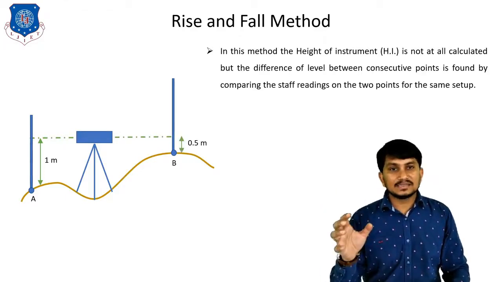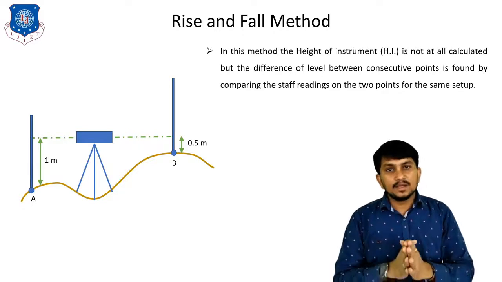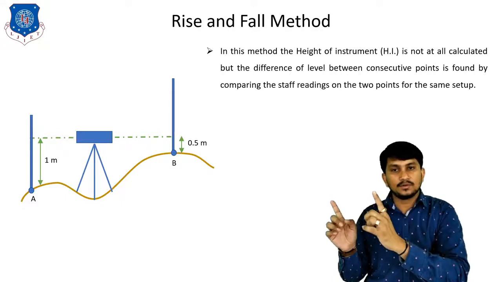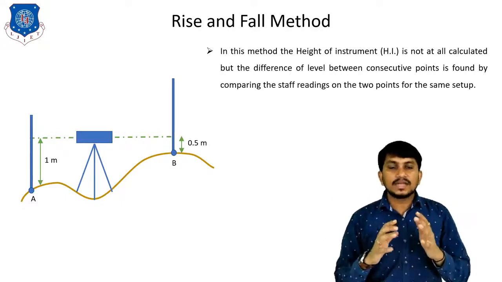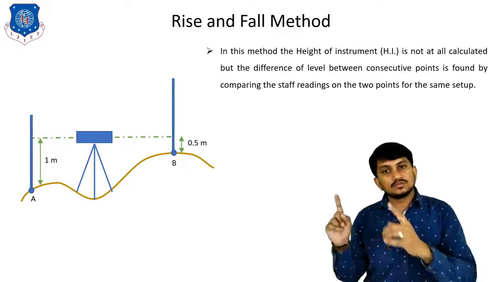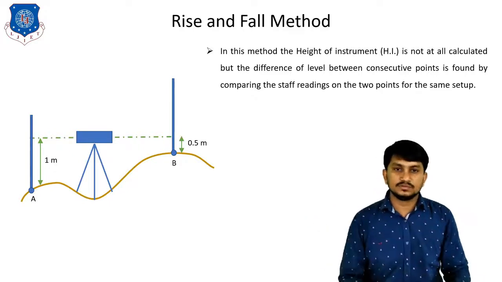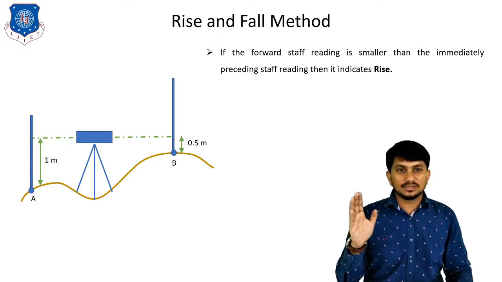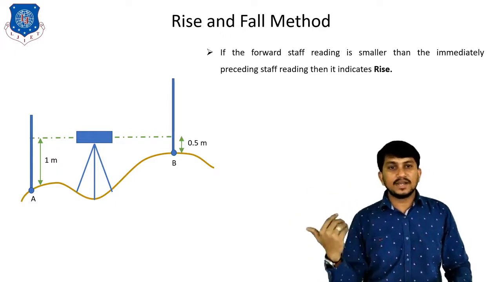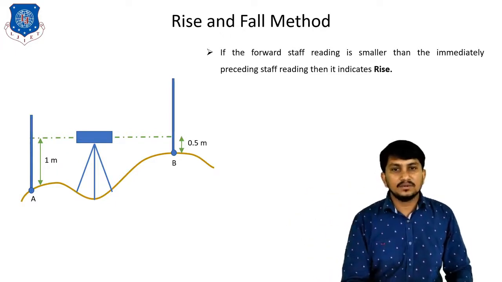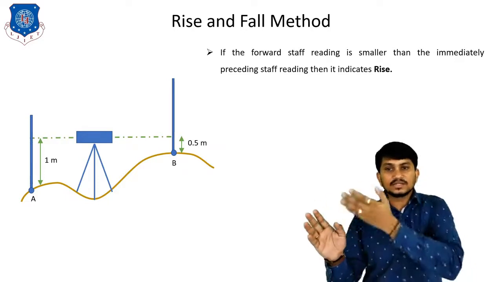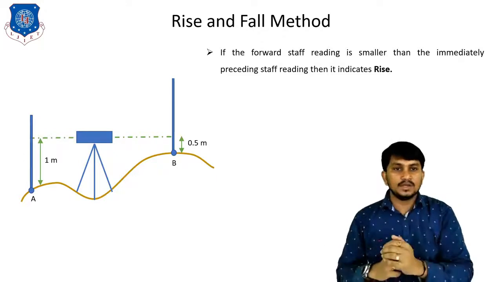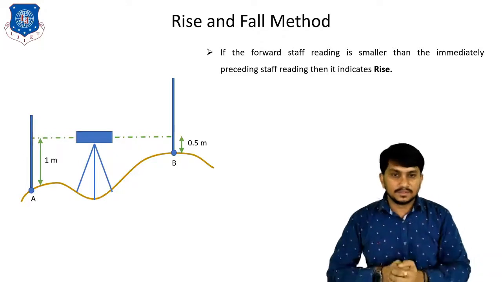So what is rise or what is fall? We can calculate it by finding the difference of two consecutive staff readings, 1 and 0.5. If the forward staff reading is smaller than the immediately preceding staff reading, then it indicates rise. Here you can clearly see the preceding staff reading is 1 meter and the forward staff reading is 0.5 meter, which is smaller than the preceding staff reading.